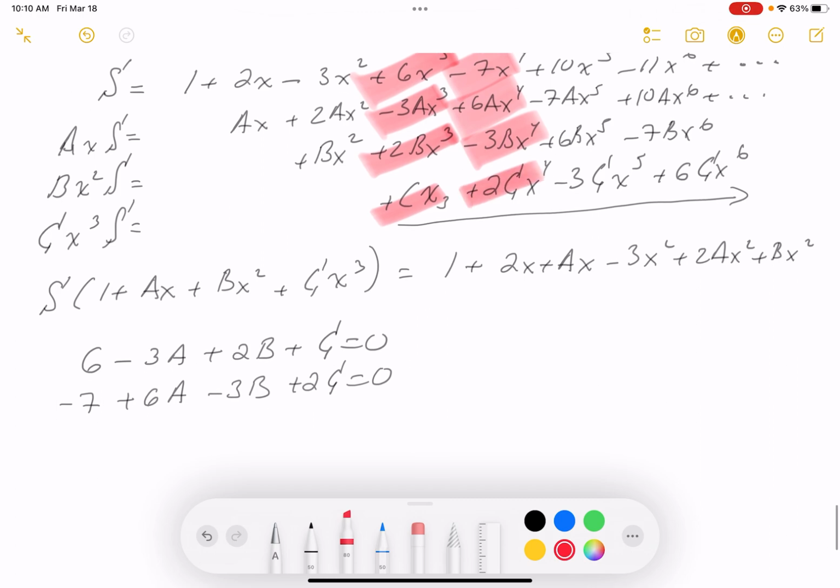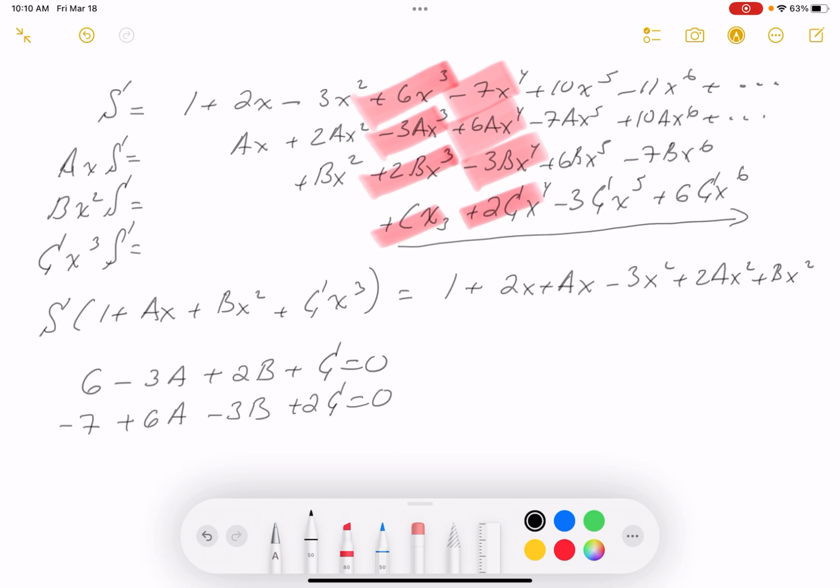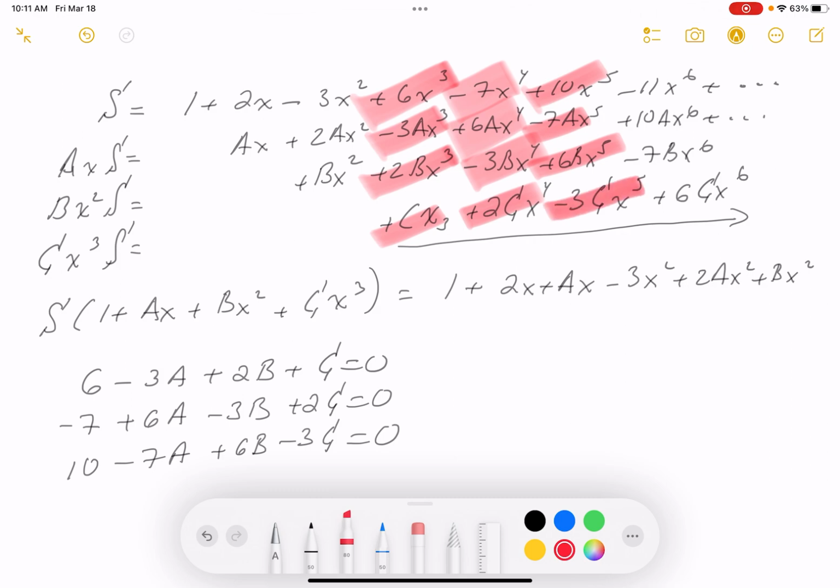Let's go to the next one, and I got to be careful here. That's going to be 10 minus 7a plus 6b minus 3c is equal to 0. A lot of work, though. Let's see if we did that right: 10 minus 7a plus 6b minus 3c.